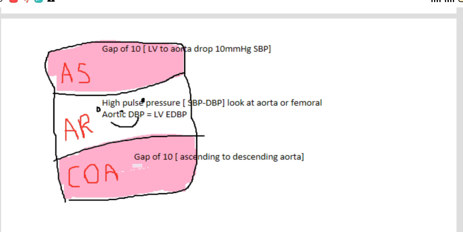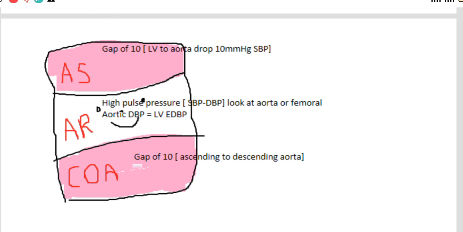And the last thing in the pink marshmallow is coarctation of the aorta. Coarctation of the aorta, you know, that is in the second 10 group. That is the gap of 10 in pressure between the ascending aorta and the descending aorta.